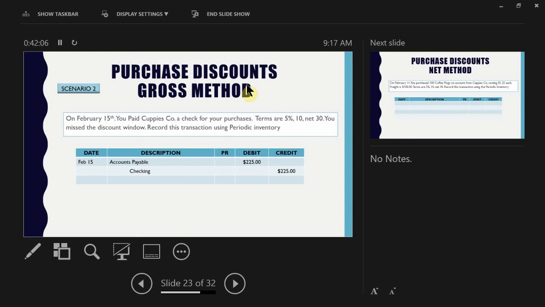You only calculate the discount when you pay, but it's also going to be determined by when you paid as well. Did you make it within the discount period? If you did, then great, record the discount. But if I missed it, then great, that's okay. I still paid for it, but I don't record the discount. Okay? Any questions for the gross method?